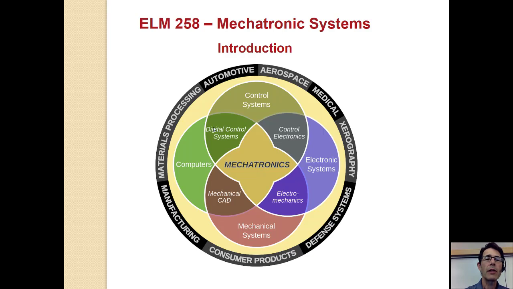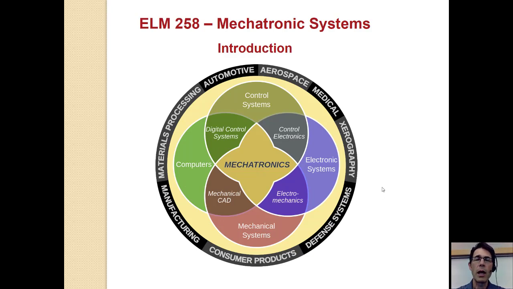And then tying this all together is the world of computers and networking and digital control systems. And part of that would actually be the mechanical CAD systems that are used to design the mechanical parts of mechatronics. So it's this very complete kind of loop of technologies.